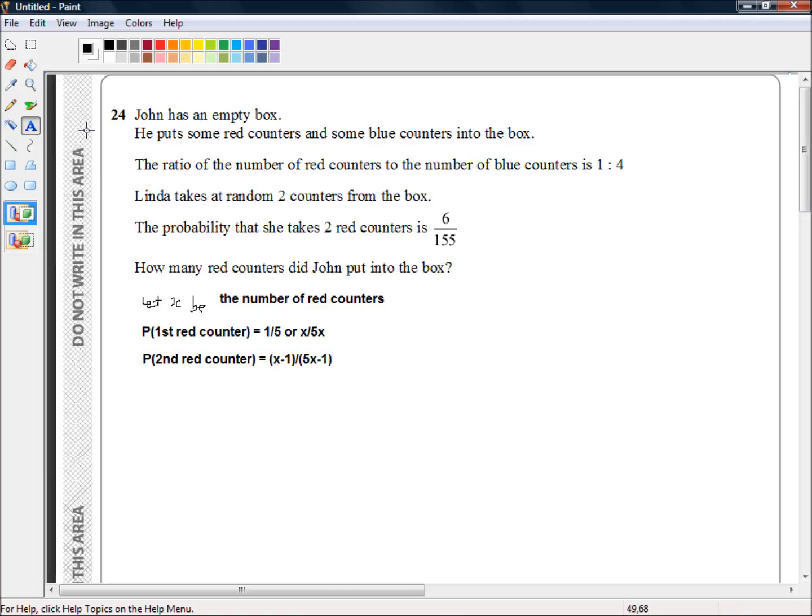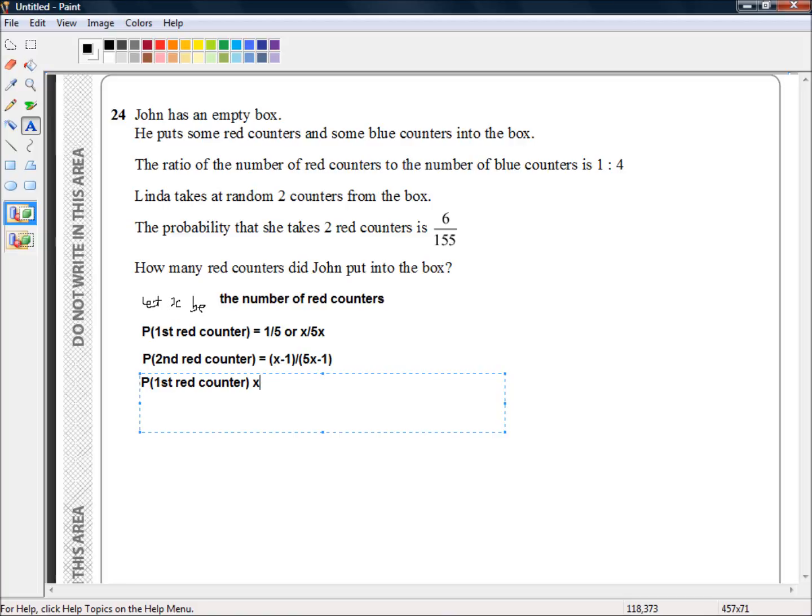And lastly, we know that the probability of the first red counter and the probability of the second red counter, so that's the probability of the first red counter multiplied by the probability of the second red counter. The probability of taking 2 red counters is 6 out of 155. So that's the information we know. Let's combine this.